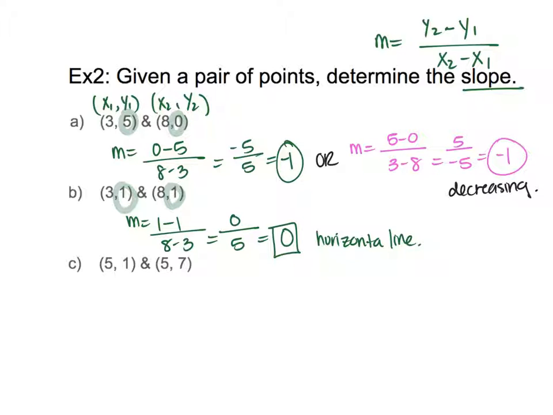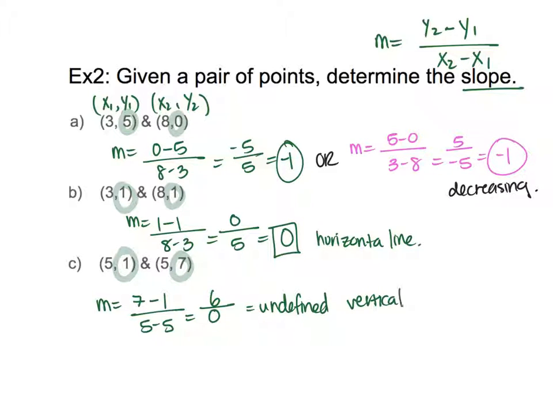And then this one here, the last one, I'm going to set up the slope. So I'm going to do my y's first. 7 minus 1 over 5 minus 5. And so the bottom here is a 0, and 7 minus 1 gives me 6. Oh no, the bottom 0. Whenever you're dividing by 0 on the bottom, that means that you have something that's called undefined. And that's going to be a vertical line.